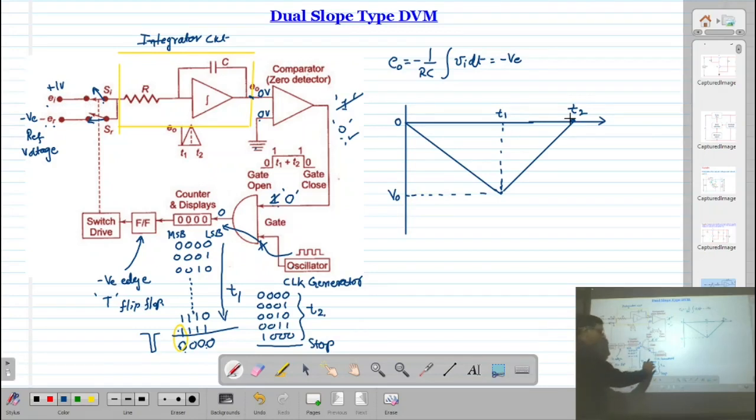So during this time period T2, whatever the number of clock pulses that has passed is proportional to your input voltage. If the input voltage is large, then your gate will be open for a larger time period, and more clock pulses are going to pass through, and this digital output will also be large. Now whatever the output of the counter is, it is given to a display here.